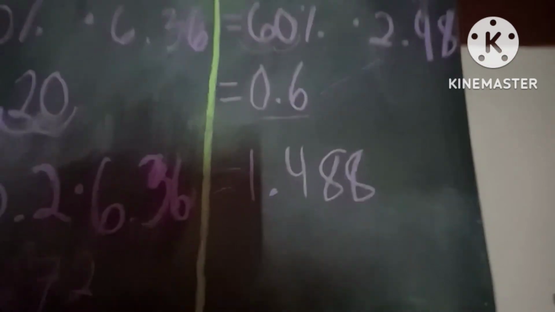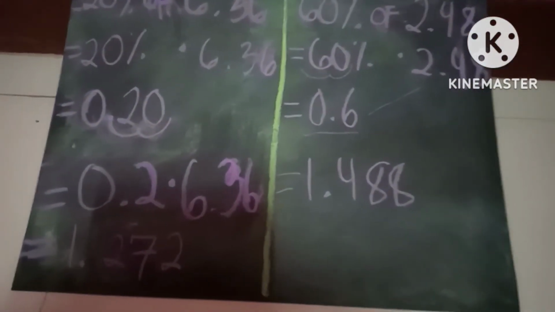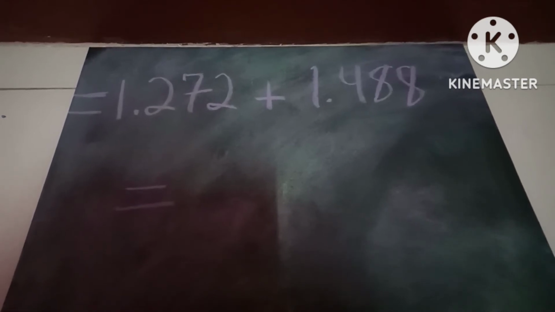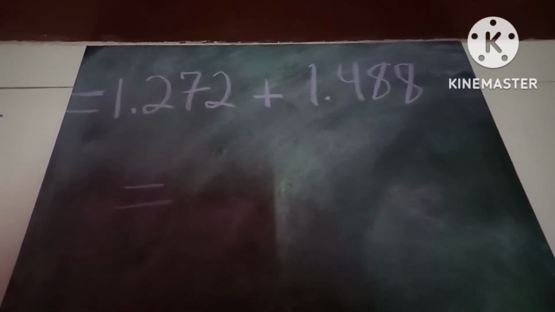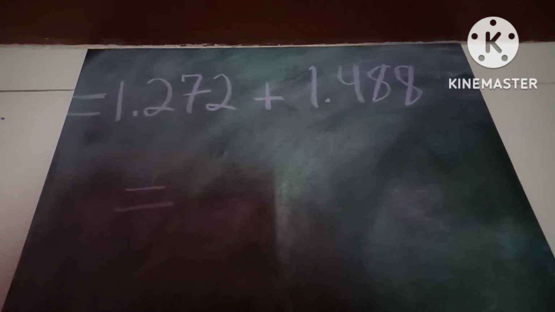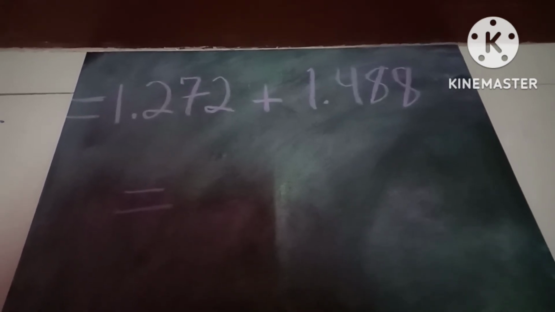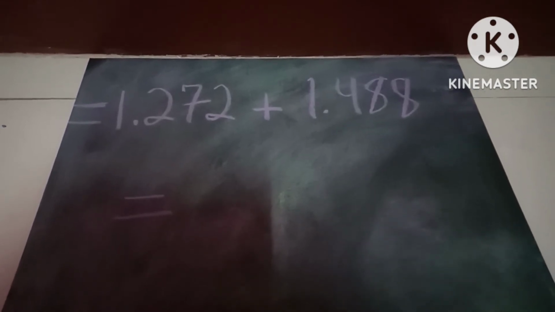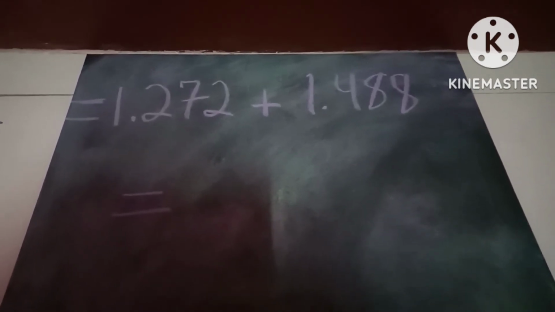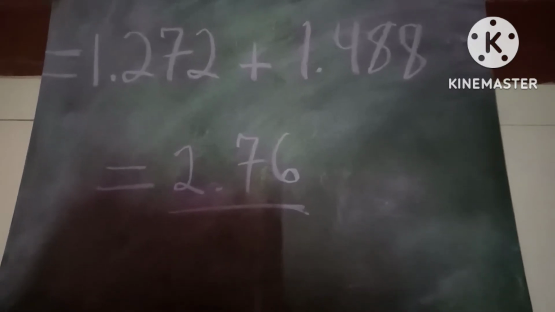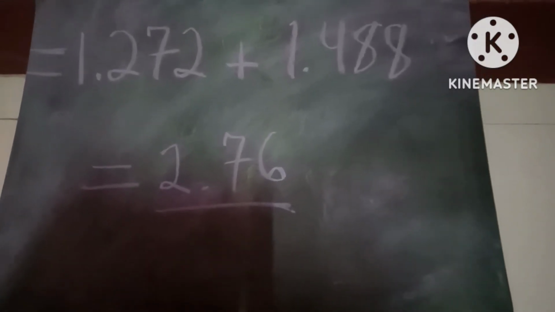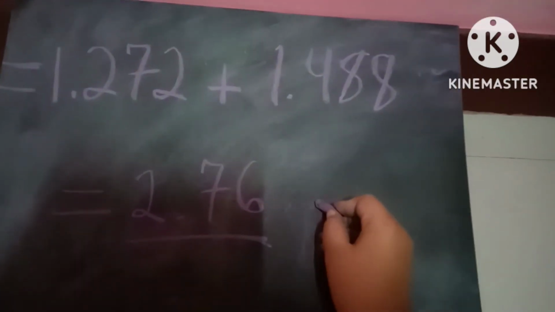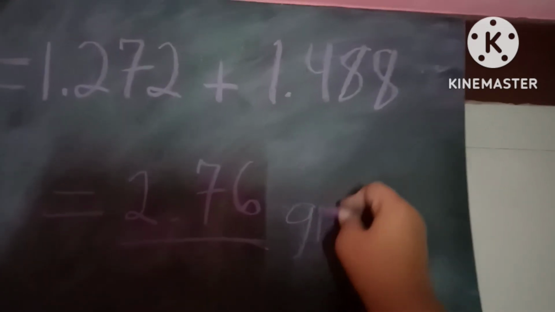Now, what do we do with the two quantities taken from the compounds? The next thing to do is adding 1.272 plus 1.488, which is the quantity taken from the first compound and the second compound. By adding the two, we would get 2.76. 2.76 is the quantity of the mixture, which is 2.76 grams.